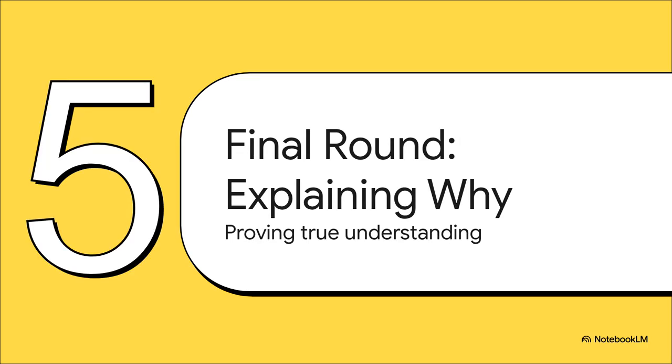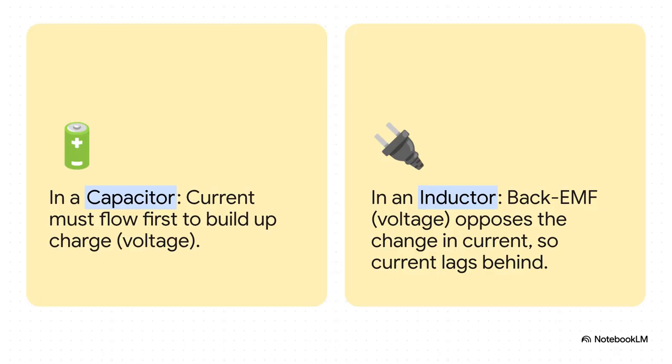And now we've arrived at our final and, in my opinion, the most important round of all, explaining why. See, this is what separates the students who get good marks from the ones who get great marks. It's not enough to just know the rule, you have to be able to explain the physics behind it. So let's ask why. Why does current lead in a capacitor but lag in an inductor? Well, for a capacitor, think about it physically. You have to push current onto the capacitor plates first in order to build up the charge, and that stored charge is the voltage, so the current has to come first.